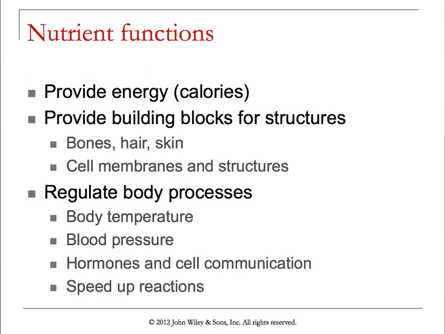All right, now we're going to move on and talk about nutrient functions. So nutrients work to provide energy in the form of calories, and provide building blocks for structures. You remember that from one of the first slides. Some examples of those are bones, hair, and skin. Also cell membranes and structures. And the third function is regulating body processes, and this includes body temperature, blood pressure, hormones and cell communication, and speeding up cellular reactions.